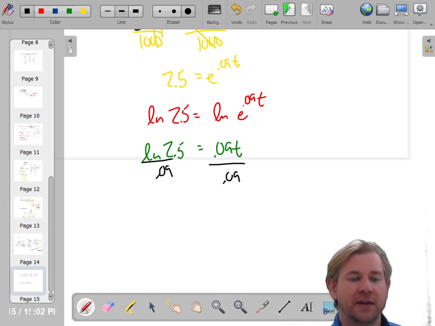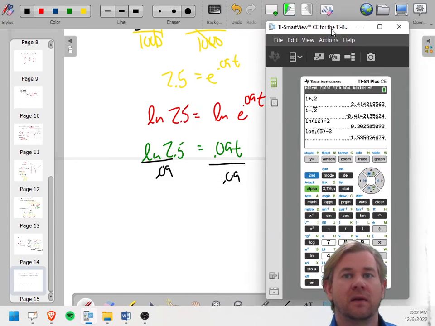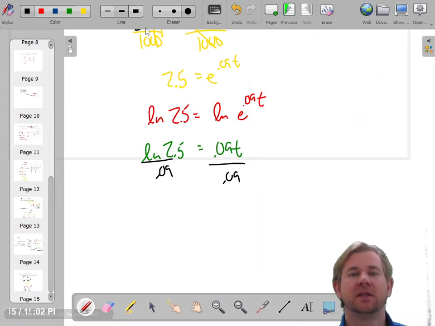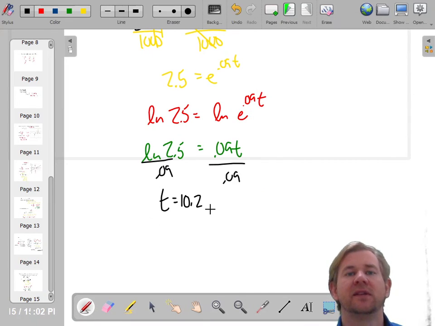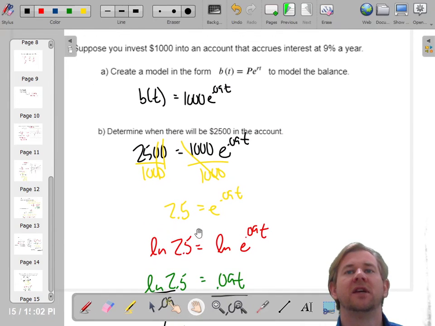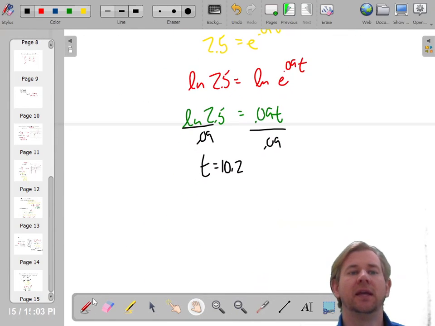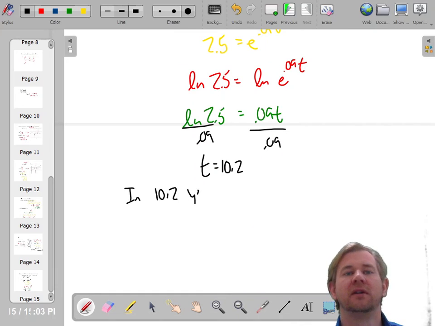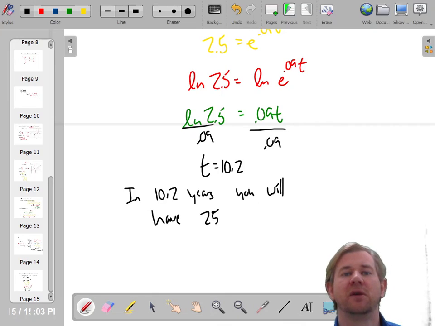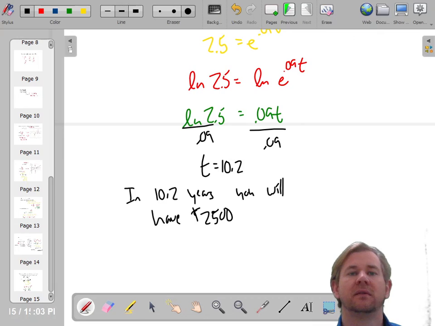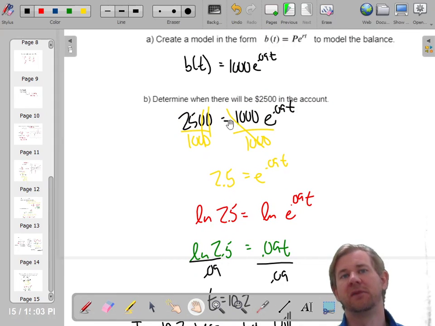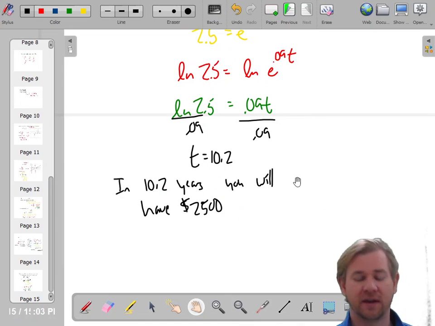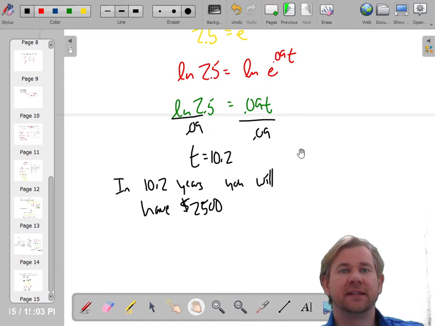So I have to do the natural log of 2.5, divided by 0.09, and I get 10.2. T is 10.2. So what does that mean? In 10.2 years, you will have $2,500 in your account. We started with $1,000, and in 10 years, at that rate, you'll have $2,500. But you had to use logs to get there.